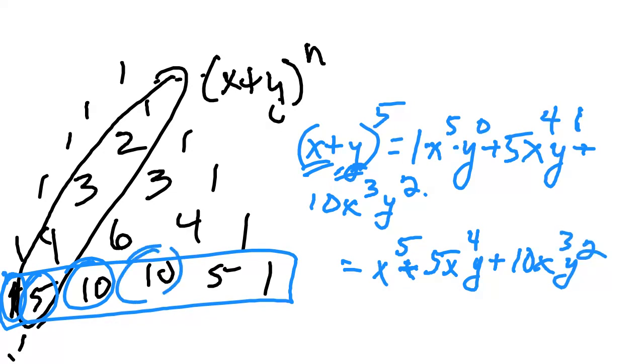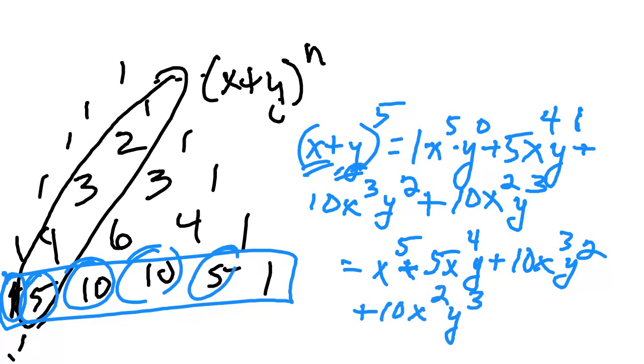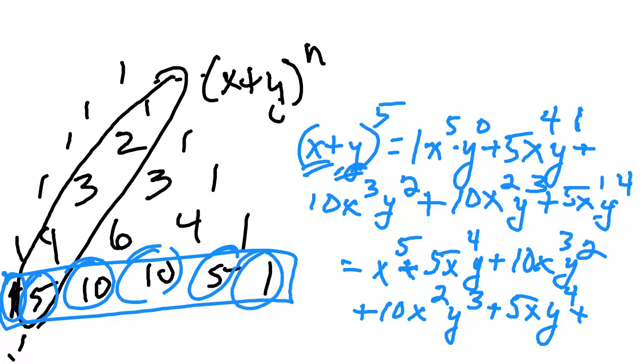And then the next one is a 10, so plus 10, x gets 1 less, so x squared, y gets 1 more in the power, so y cubed. So that's plus 10 x squared y cubed. And then 5, so plus 5, x gets 1 less, so x to the first, y gets 1 more. Of course, x to the first is just x. So it's plus 5x y to the fourth. And then the last one is plus 1. And once again, plus 1, what? x to the 0, y to the fifth. But x to the 0 is 1. So this is just plus y to the fifth.